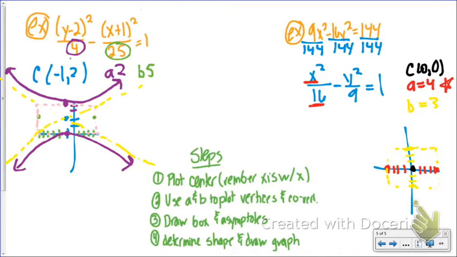Once you have your box, you can draw your asymptotes. And then once you have your asymptotes, draw your graph. We already said this is going to open side to side because the x came first. And there's my hyperbola.